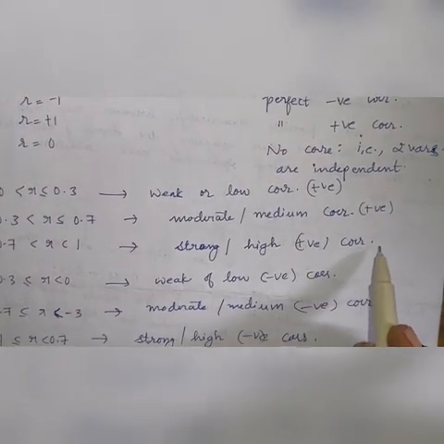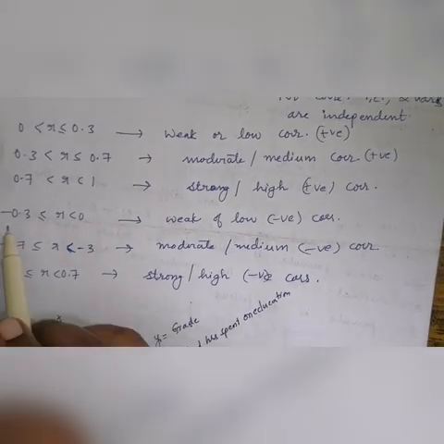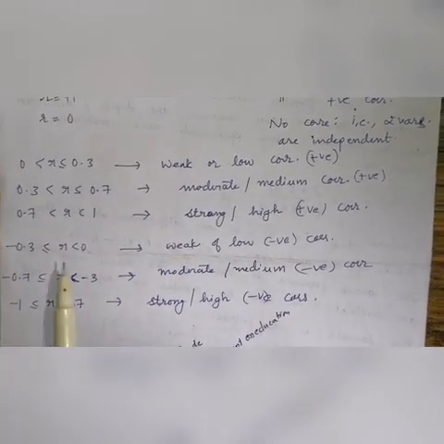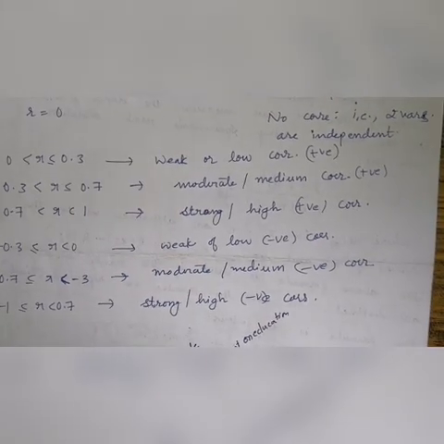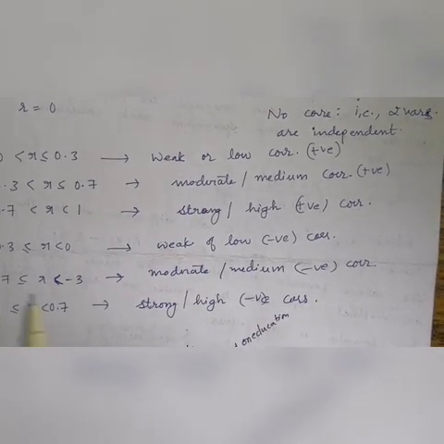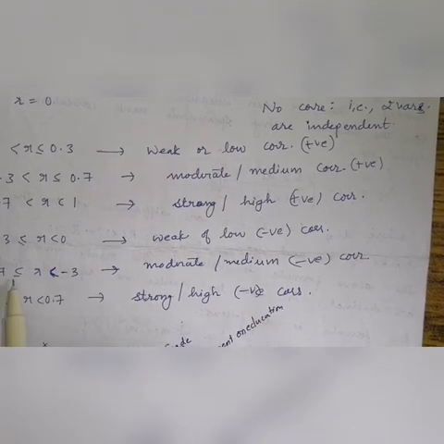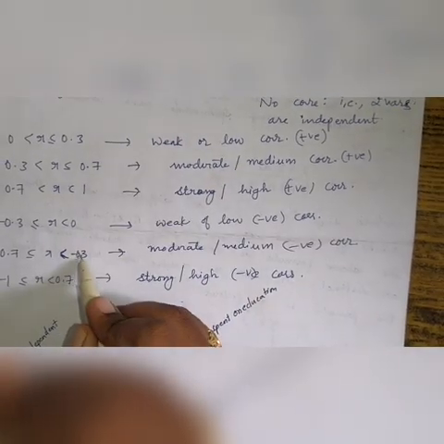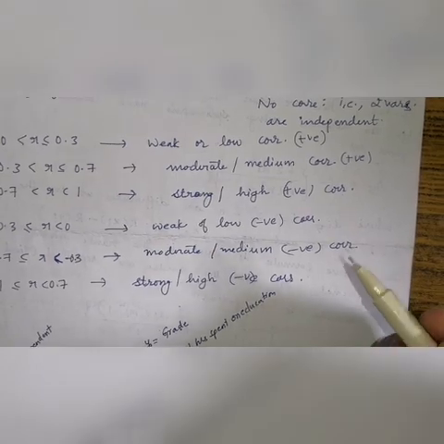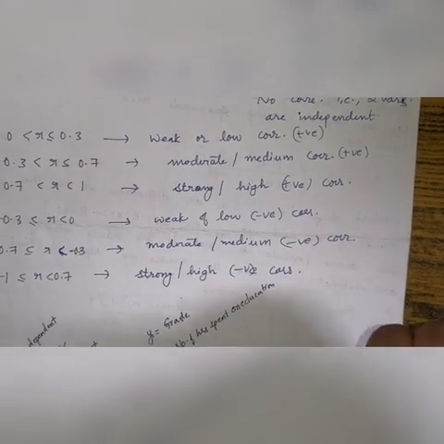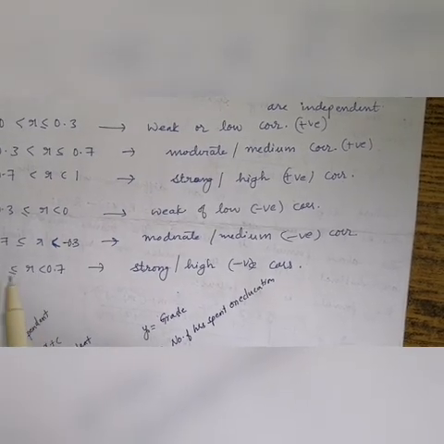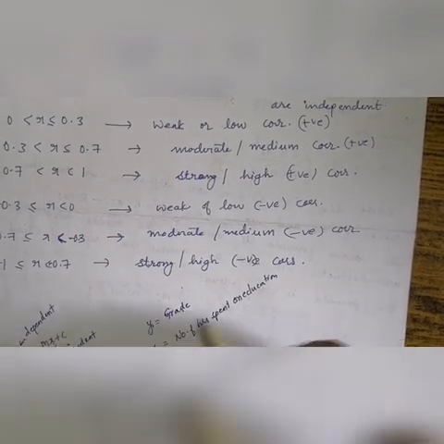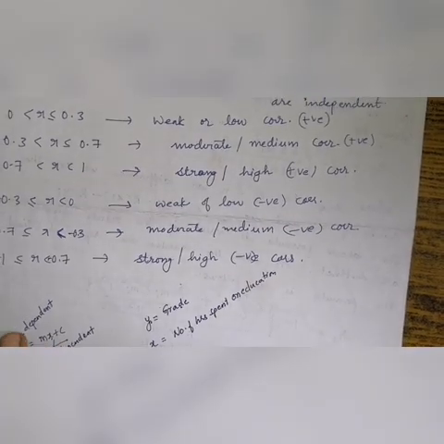And if the values are between 0.7 and 1, then we say there exists a strong or very high positive correlation between the variables. Similarly, if we get negative values, if the values are between 0 and -0.3, then we say a very weak correlation exists, a low negative correlation. And if it's between -0.7 and -0.3, then we say the correlation is negative, weak to medium. Or if the correlation coefficient is between -1 and -0.7, then we say there's a strong negative correlation.